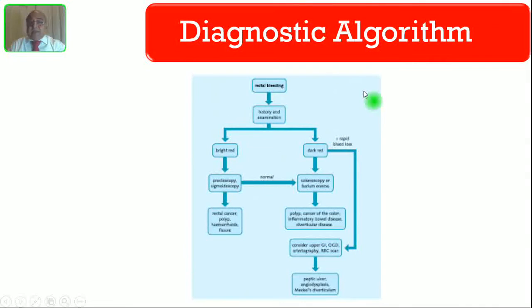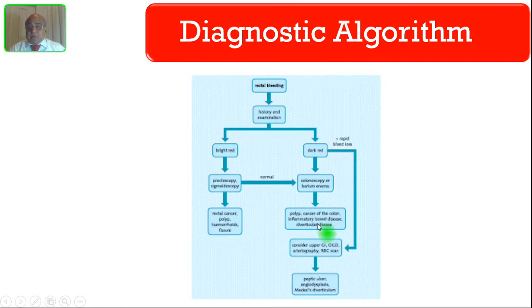So this is the diagnostic algorithm for lower GI bleed. If the patient is having rectal bleeding, you have to do the history and physical. If it is bright red blood, you can do a proctoscopy and sigmoidoscopy. So you can pick up either a rectal cancer, polyp, or hemorrhoids or fissure in ano. Suppose the proctoscopy is normal and the bleeding is very dark blood, then you must do a colonoscopy or sigmoidoscopy, where you can pick up a colonic polyp, angiodysplasia, or diverticular disease, or you can pick up inflammatory bowel disease and other pathologies.